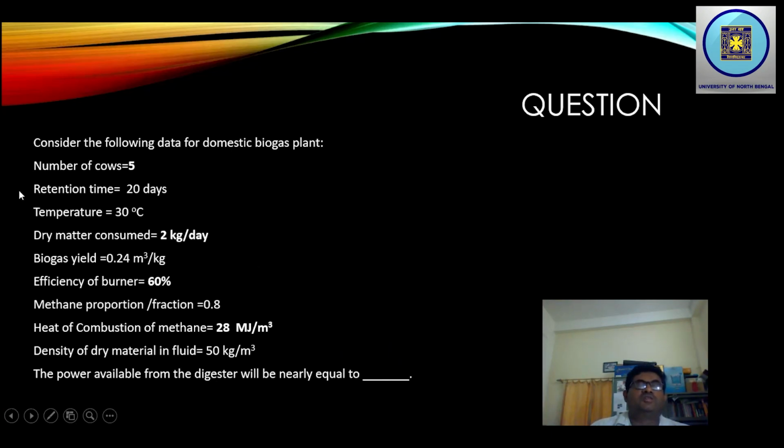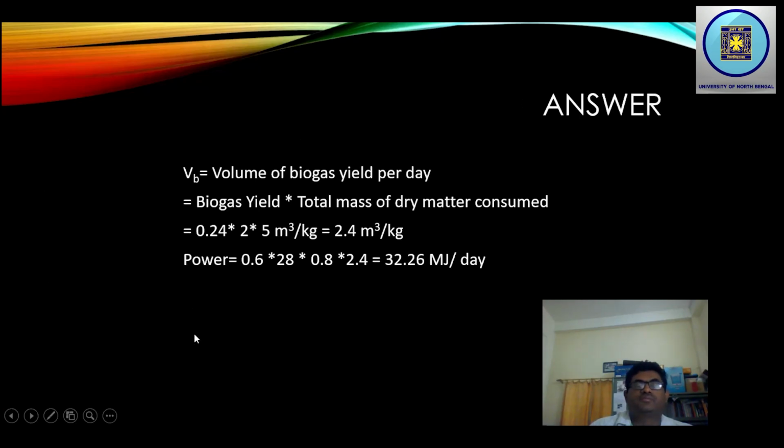So we consider these values: number of cows, dry matter consumed, efficiency, methane fraction and heat of combustion of methane. So the volume of biogas yield equals biogas yield into total mass of matter consumed. The biogas yield is 0.24 and the total is equal to 2 into 5 as there are 5 cows. So we get 2.4. Now power equals eta, this is Hm, this is Fm and this is Vb. So we get 32.26 MJ per day.